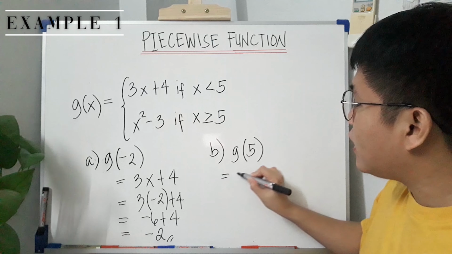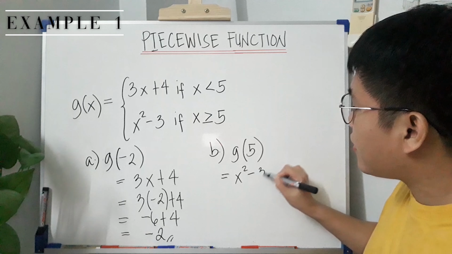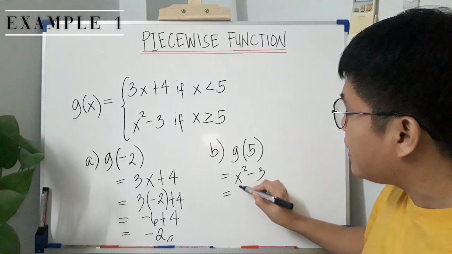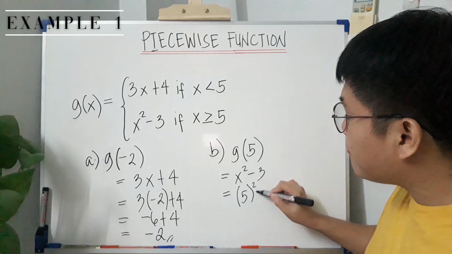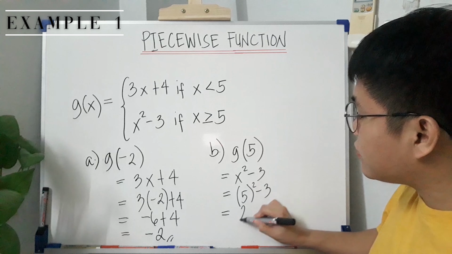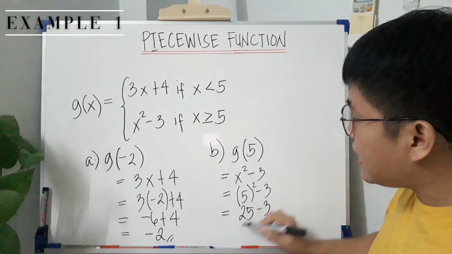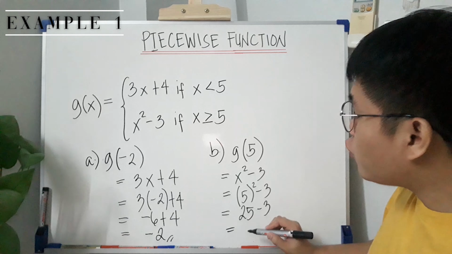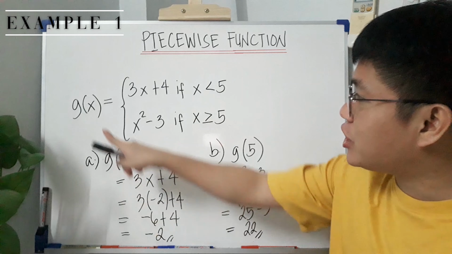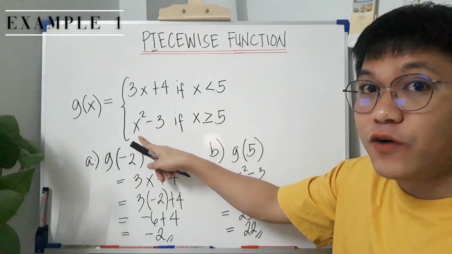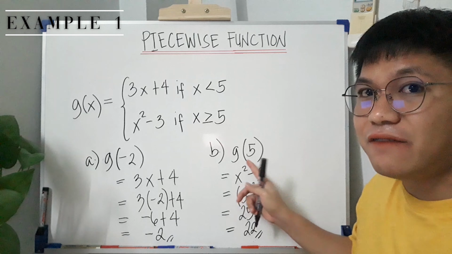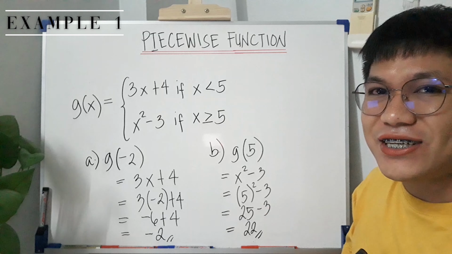So we have g of x equals x squared minus 3. And then we are going to substitute x with positive 5. That is 5 squared minus 3. And then simplify. So 5 squared is equal to 25, minus 3, which is equal to 22. Therefore, the function g of x defined by the formula x squared minus 3, considering that our value is 5, is equal to positive 22.